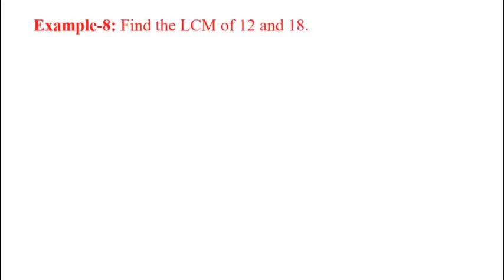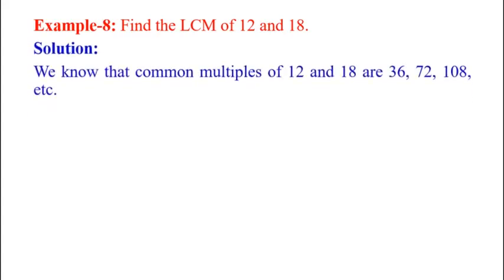Then let us solve example 8. Find the LCM of 12 and 18. Solution is like this. We know that common multiples of 12 and 18 are 36, 72, 108 and so on. The lowest of these is 36.